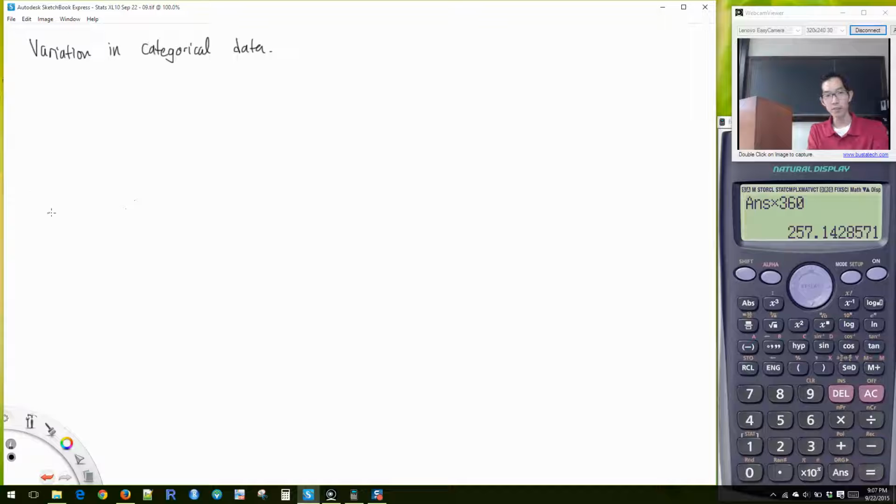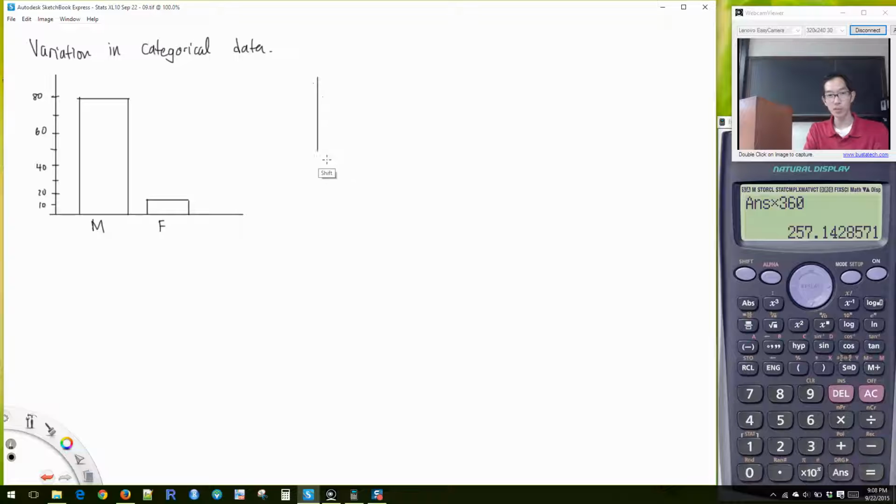So I've got a question here. Let's say I've got 2 classrooms, okay? And we just asked the gender, okay? And so one classroom looks like this. We've got males and females, and I don't know, 10, 20, 30, 40, 50, 60, 70, 80. So this is 80. All right, so this is not very well labeled. Okay, so this is one classroom. And another classroom.